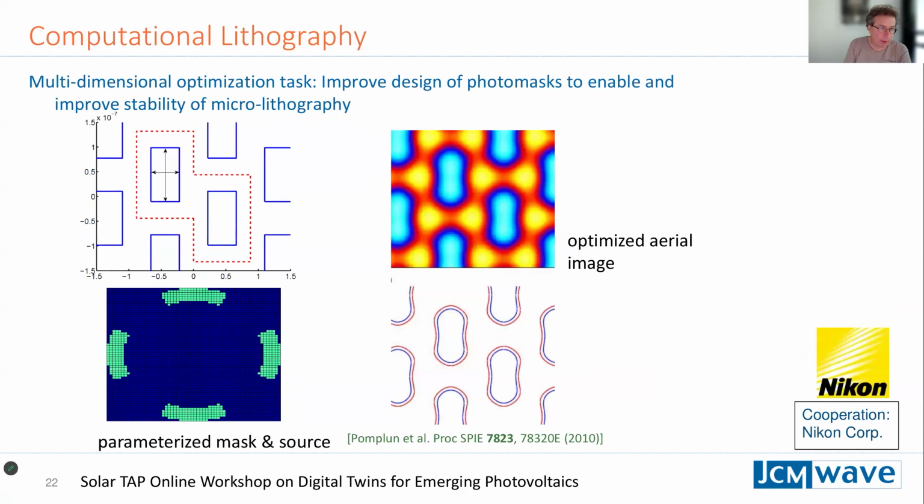Okay, then this is an example from computational lithography. So in lithography, you want to optimize nanopatterns on your photomask in order to reach specific stable images in your resist on your silicon wafer in order to be able to print reliably very small structures in lithography. So here the cooperation partners Nikon Corporation. We also cooperate in this field with ASML.